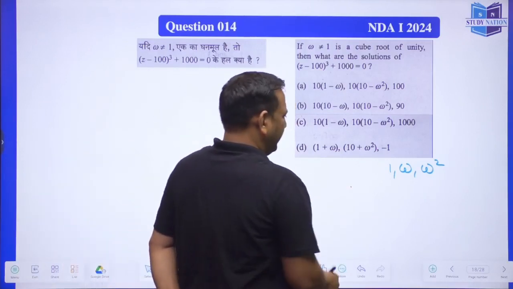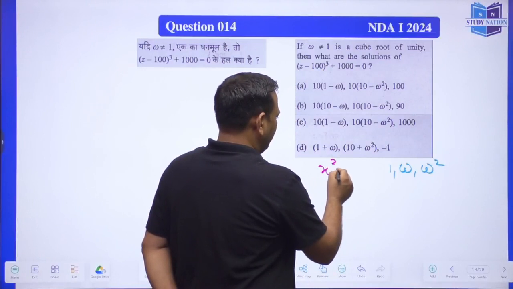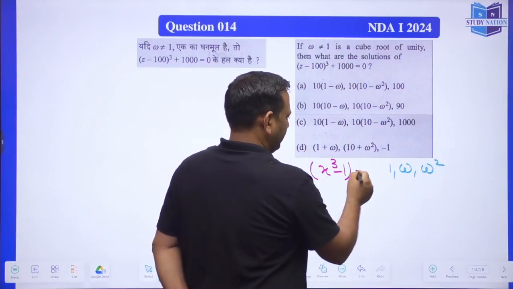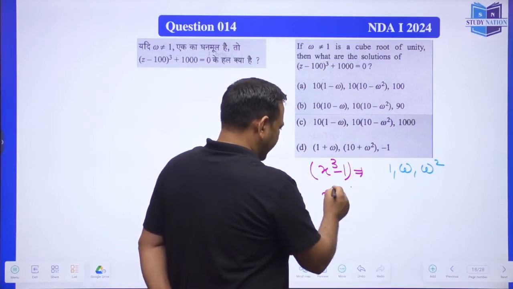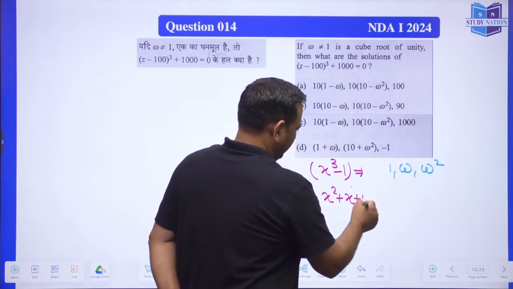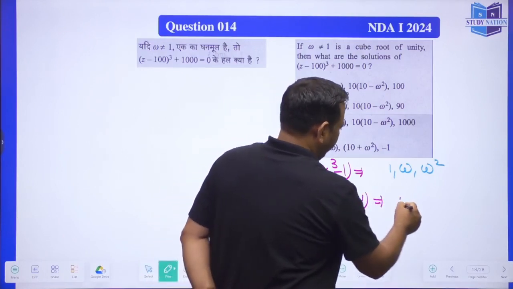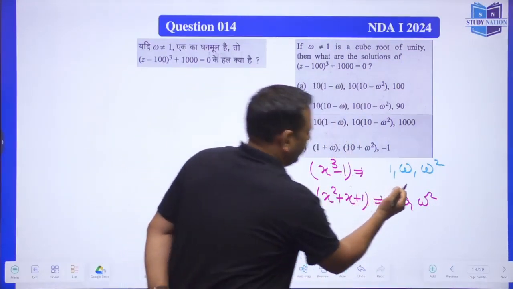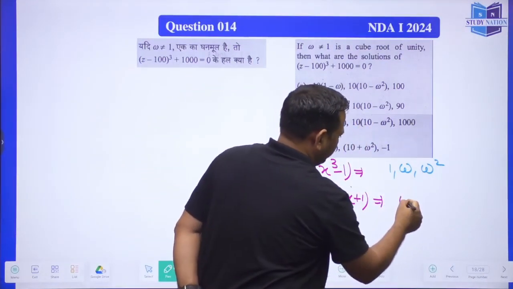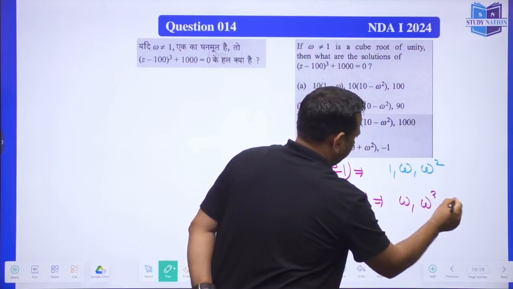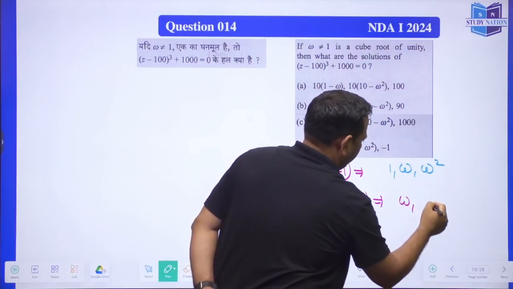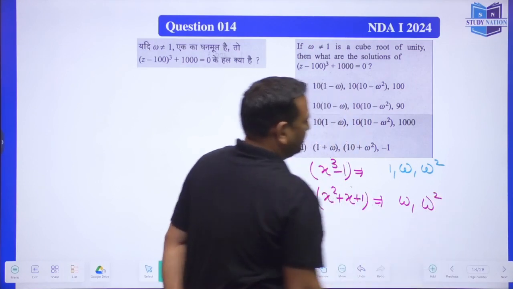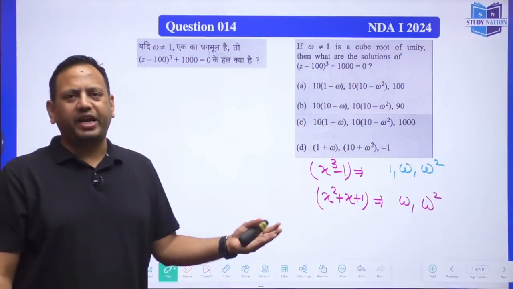And remember, these are the roots of this equation. The roots are omega and omega square. I am not going into what omega and omega square are; it is a very simple concept to remember. So if somebody asks you for the complex roots of unity, we will say omega and omega square.